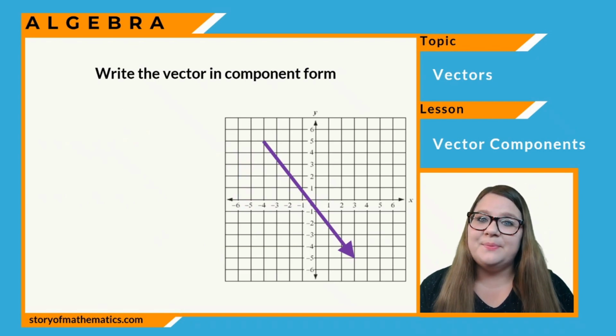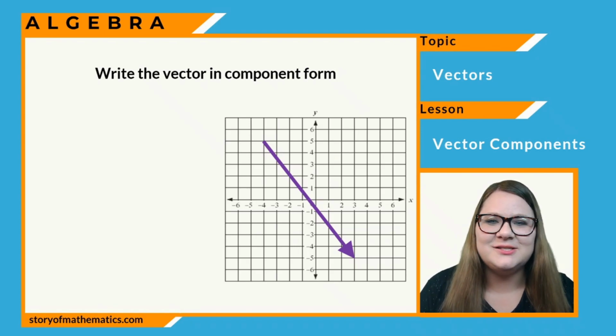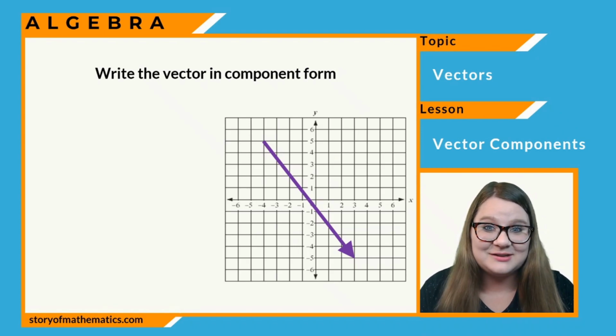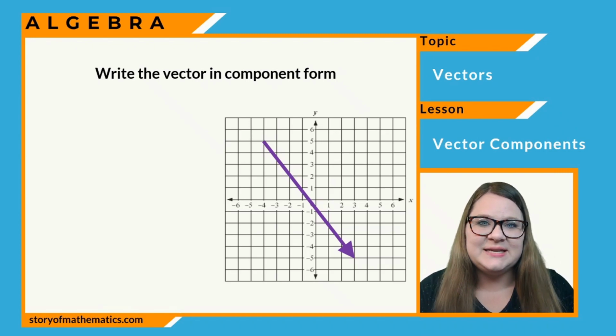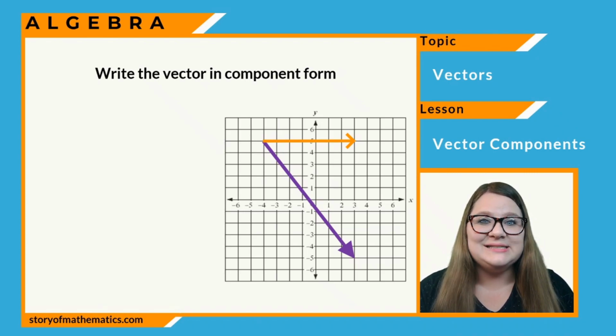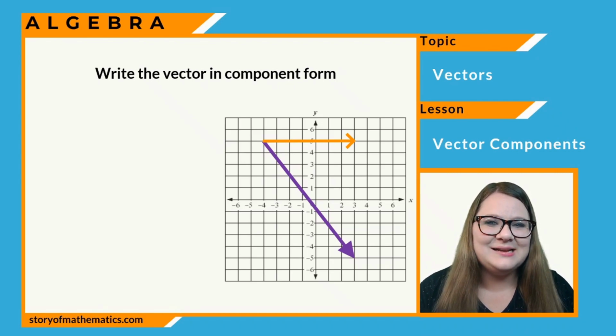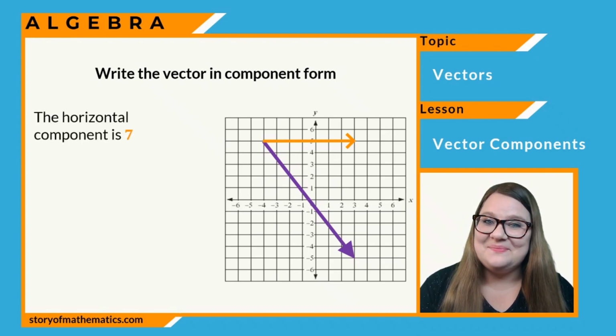You could have an example like this, where the vector definitely doesn't start at 0, 0. However, you're going to do the same thing. You're still going to start at the start of the vector and move horizontally until it aligns with the tip of the vector. So for example, it would look like this. Now, I can count over how many did I move. Well, I went to the right 7. Because I went right, I have a positive horizontal component of 7.